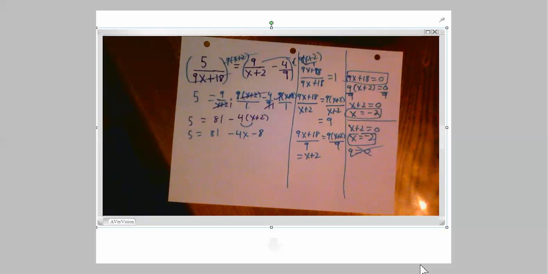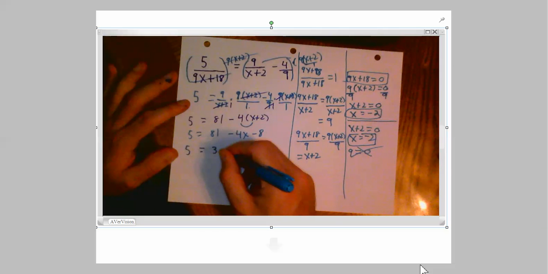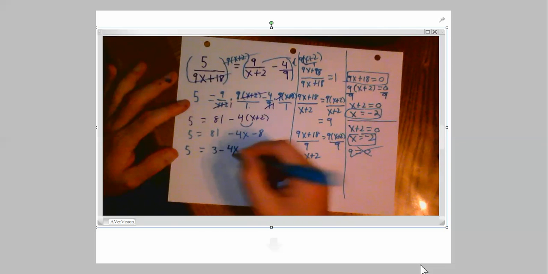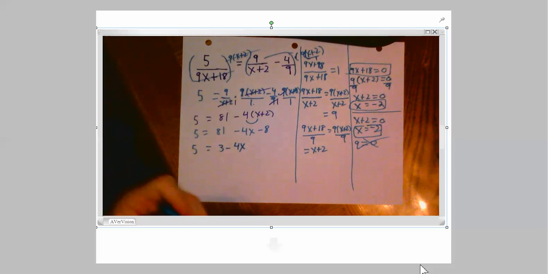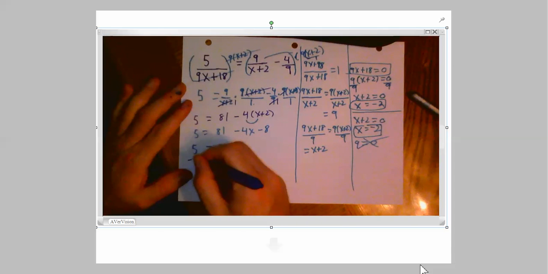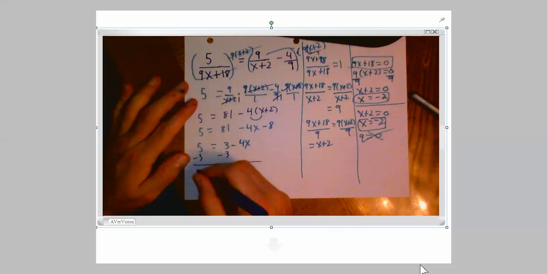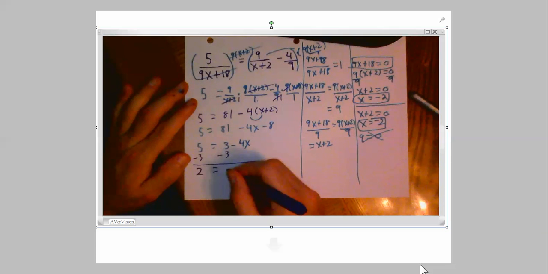Well, we have 81 minus 8, which is going to be 3. So we have 5 is equal to 3 minus 4x. And I can subtract 3 from each side. And 5 minus 3 is 2. 3 minus 3 is 0. And I just bring down the minus 4x.